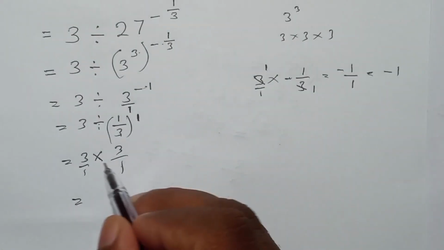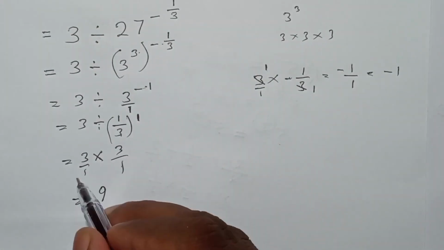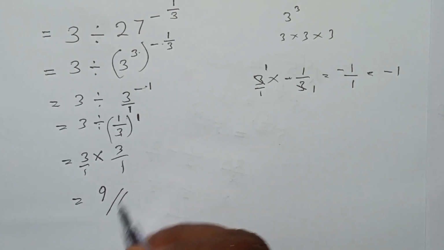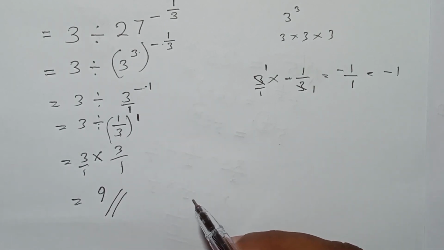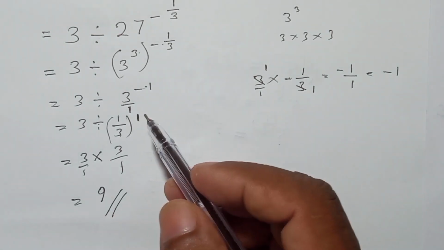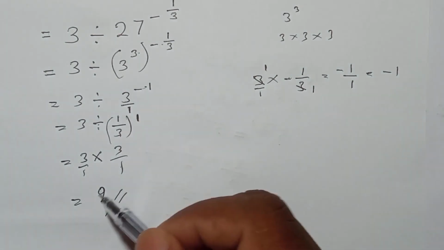So what is the final answer? 3 into 3 is 9. So 1 into 1 is 1. Here the denominator is 1, you don't need it, right? So this is the final answer. The final answer is 9, right? Try to understand. Yes, this answer is 9.